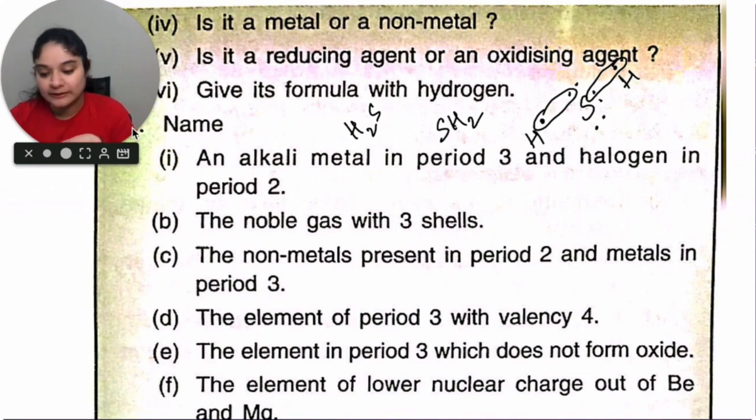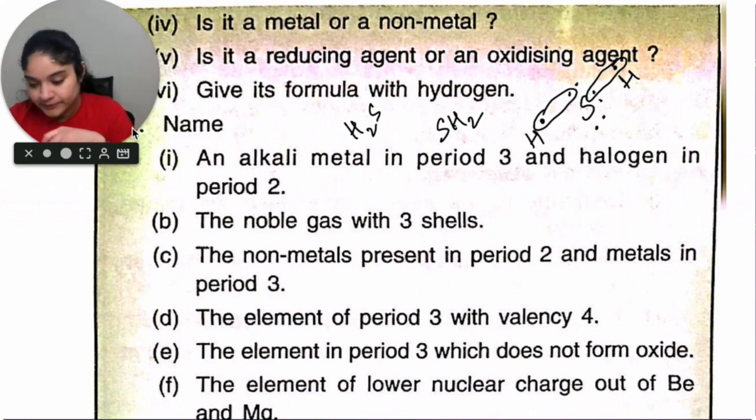The non-metals present in period 2 and metals in period 3. In period 2, you will have carbon, nitrogen, oxygen and fluorine as non-metals. When they're talking about period 3 metals, if I take reference from the periodic table again, your answer will be sodium, magnesium and aluminium.